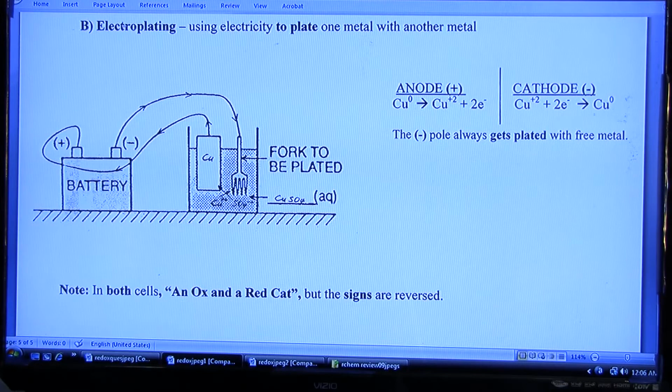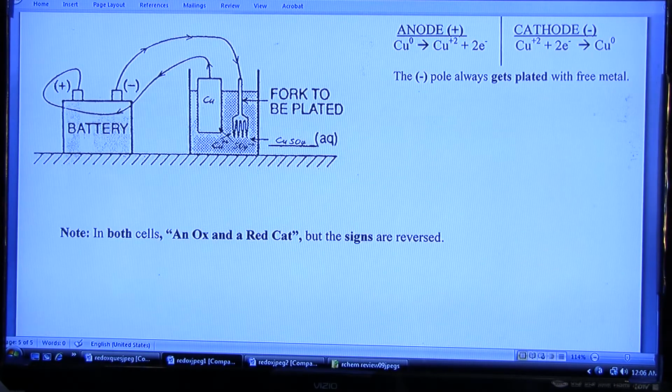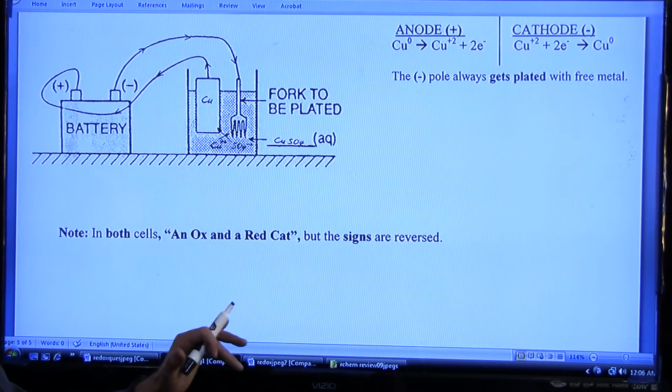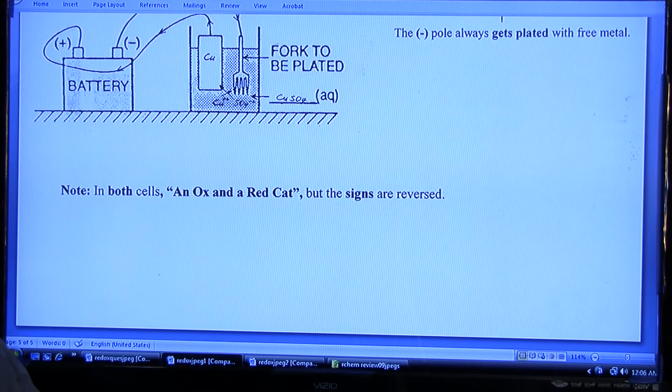Anode will always be where oxidation occurs. Cathode will always be where reduction occurs, but the signs are reversed.